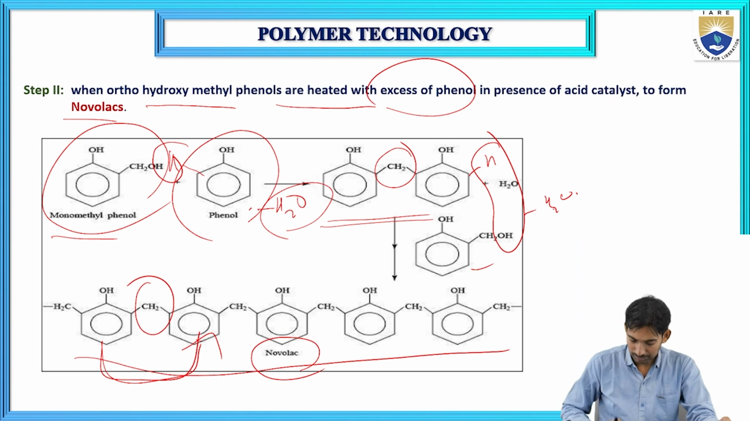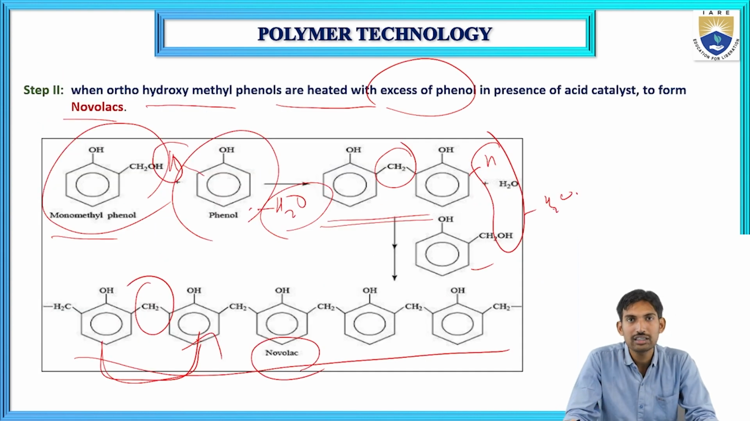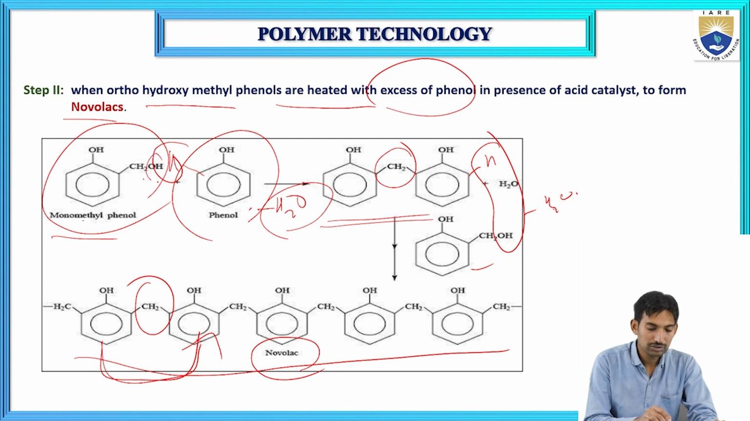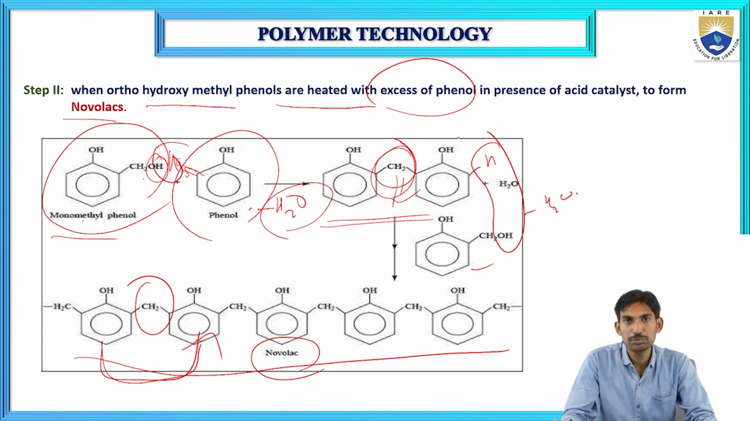In the first step, the phenol reacts with formaldehyde in the presence of acid or basic medium. It produces ortho-hydroxy methylphenol and para-hydroxy methylphenol. This ortho-hydroxy methylphenol again reacts with excess phenol in the presence of acid or basic medium. It produces novolac. In this ortho-hydroxy methylphenol, the OH group and the hydrogen on the phenol react together and are eliminated as water, and there is a bridge formation between these two phenol rings. The methyl functional group acts as a bridge between these two phenolic rings. That is called novolac. Novolac is a linear branched polymer. This is formed in the second step.